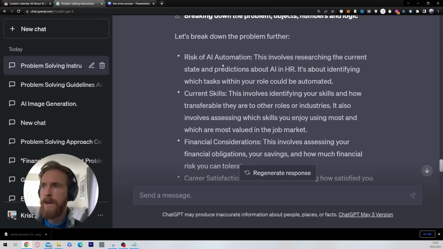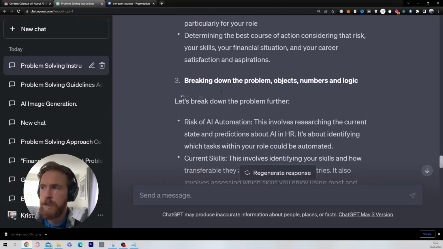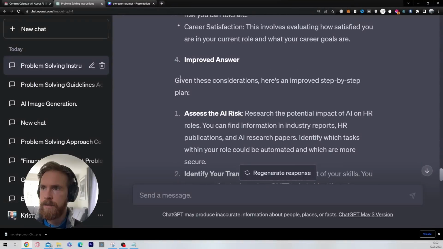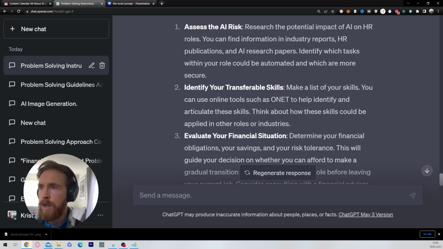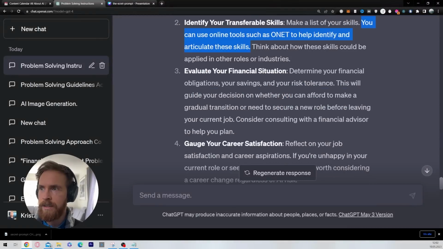That's good. And here it breaks down the problem, objects, numbers, and logic. We can see about that if you want to. So it's going to give an improved answer. So what really changed here is that instead of just giving some kind of generic answer, it also tried to give actionable things you can do. So you can use online tools such as Own to help identify and accurate these skills, right?